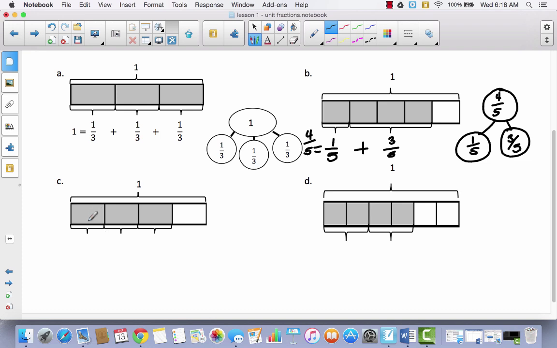Okay, so let's take a look at C. So they've divided this into 1, 2, 3, 4 parts. So each of these is 1/4.